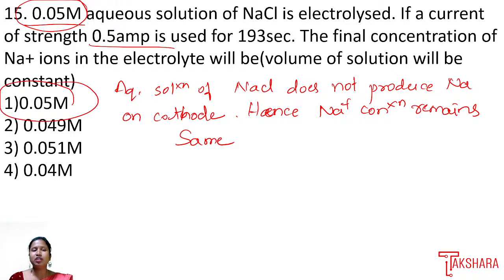When we take 0.05 mole aqueous solution of NaCl in the electrolysis process, because it is an aqueous medium, the Na plus ions in the aqueous solution are not going to settle on the cathode, so the concentration will remain same. There is no change in the concentration of the aqueous solution of NaCl, and no ions will settle on the cathode, so the final concentration of Na plus ions of the electrolyte will be the same. So that is 0.05 mole only, the concentration.